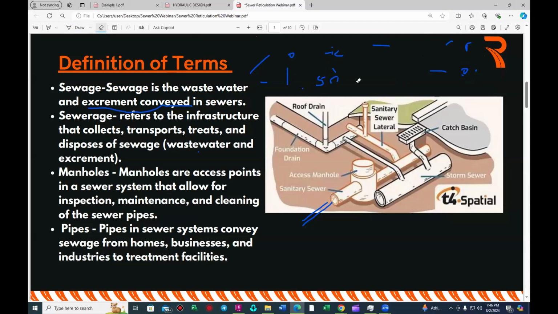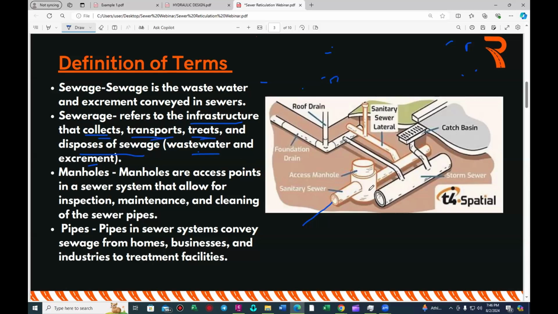Then we have got our sewerage, right? Remember, we've got sewage, then we've got sewerage with an R, right? Sewerage refers to the infrastructure that collects, transports, treats, and disposes sewage, your wastewater and your excrement. So remember, your sewerage is the infrastructure that collects, transports, treats, and disposes.